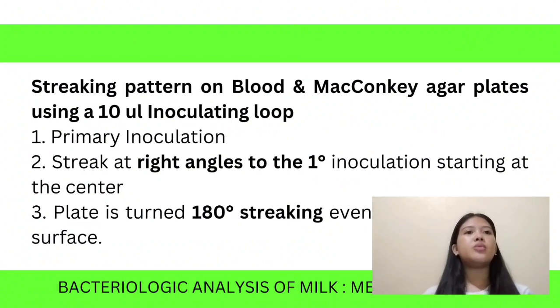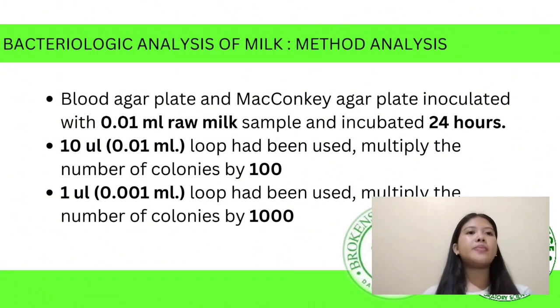The next method would be the streaking pattern on blood and MacConkey agar plates using a 10 microliter inoculating loop. For the primary inoculation, streak at right angles to the primary inoculation starting at the center. Then the plate is turned 180 degrees, streaking evenly to cover the entire surface. The blood agar plate and MacConkey agar plate are inoculated with 0.01 ml raw milk sample and incubated for 24 hours.